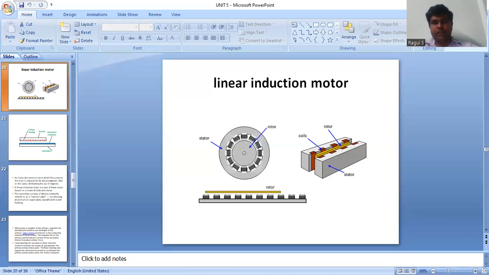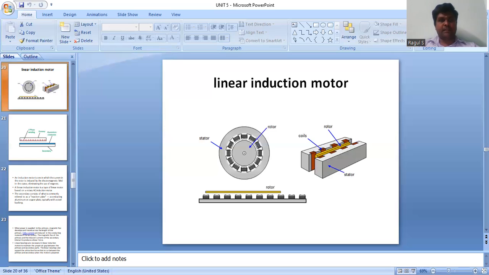The use of the motor decides which of the primary and secondary will be shortened in length compared to the other. The primary is made shorter than the secondary when the operating distance is large, and a short secondary is used when the operating distance is limited.